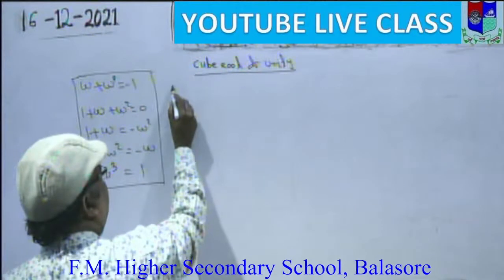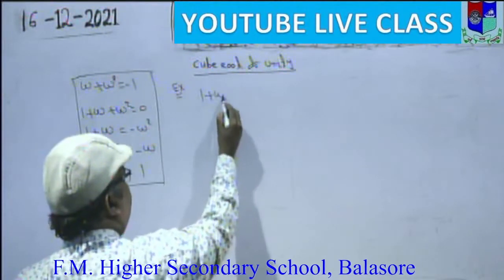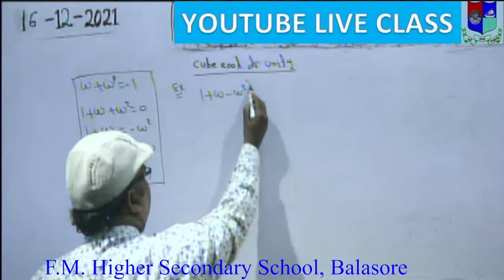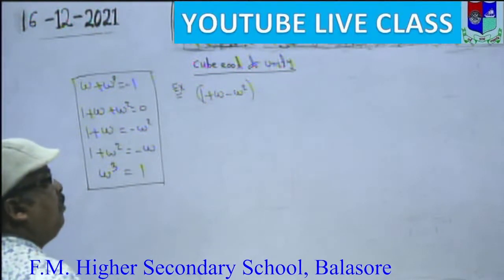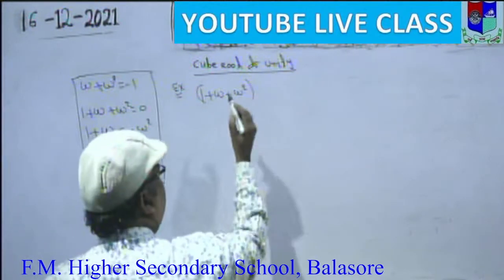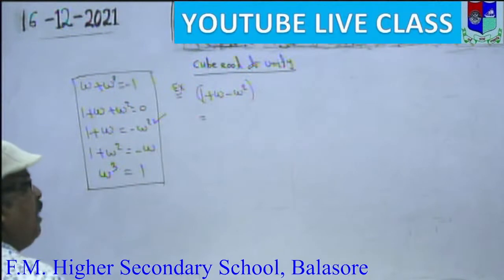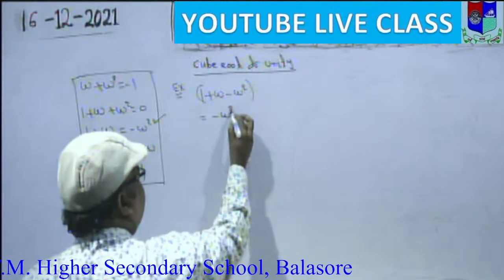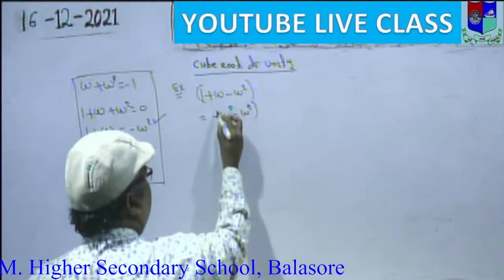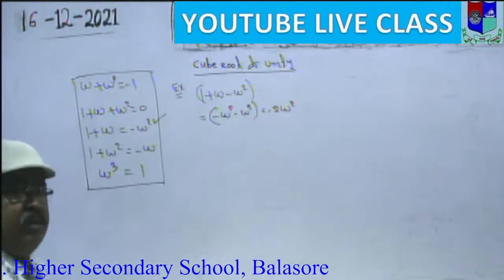Suppose, one example, 1 plus omega minus omega square. What will be its method? Very simple. We know here 1 plus omega is minus omega square. So we write minus omega square with minus omega square, that is minus 2 omega square.